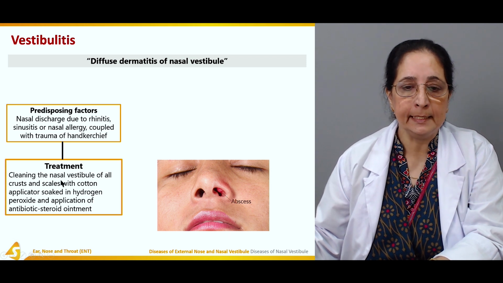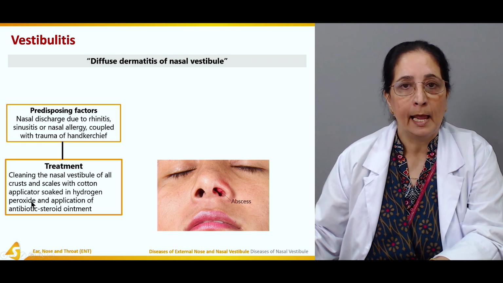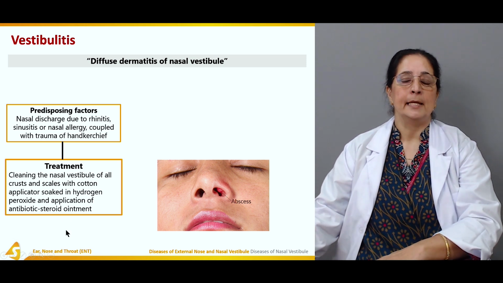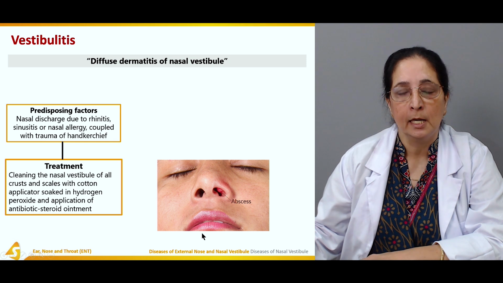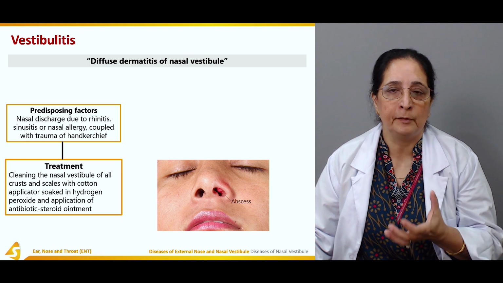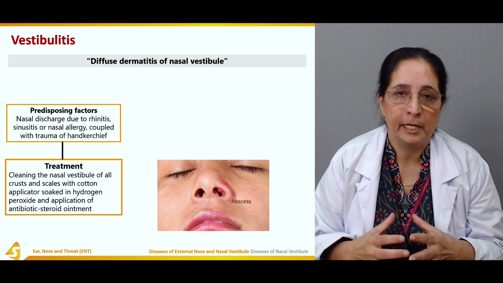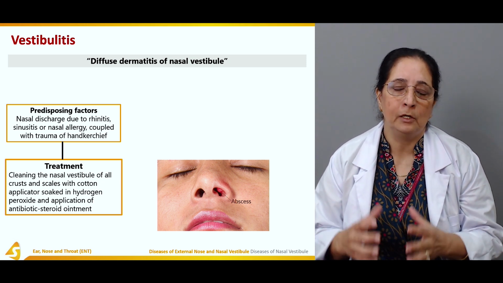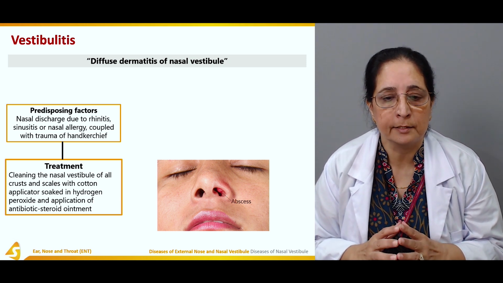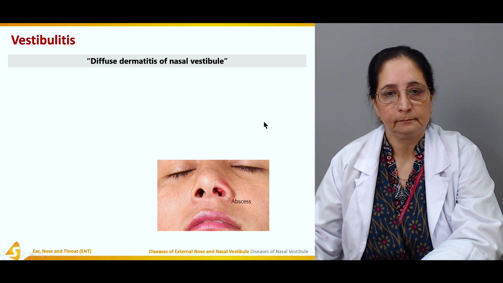Treatment is cleaning the nasal vestibule of all crust and scales with a cotton applicator soaked in hydrogen peroxide and application of antibiotic steroid ointment. As a result of constant runny nose or infection and inflammation, there is deposition of crust and scales that should be removed with the cotton applicator, and then ointments that contain antibiotic and steroids should be applied on the area.